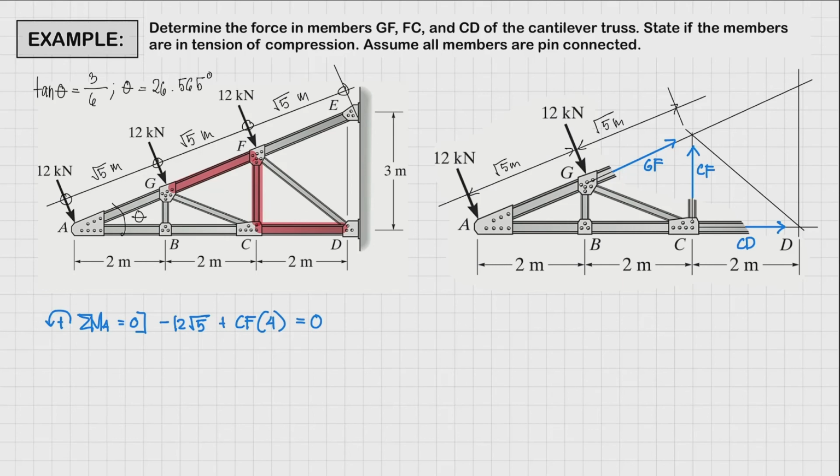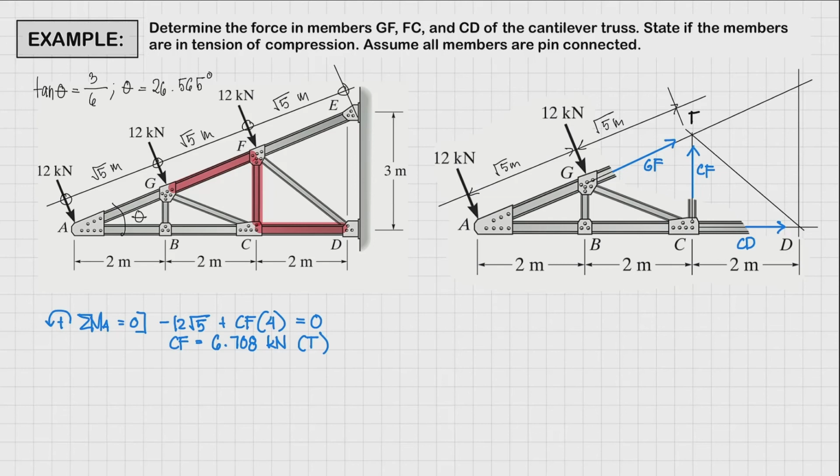So we have one equation, one unknown. We can now solve for CF. And that is going to be 6.708 kilonewtons. And that's positive, so that is going to be under tension. Alright? Now that we have solved CF, what else can we do? Right? So next we could sum up moments at point F. So this is point F.